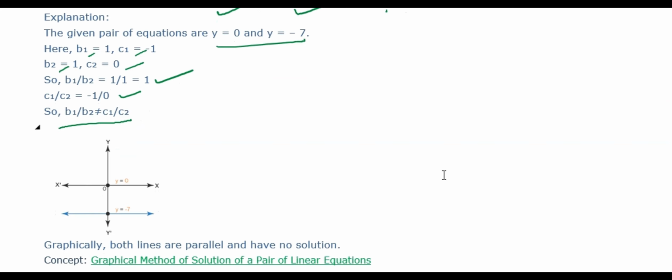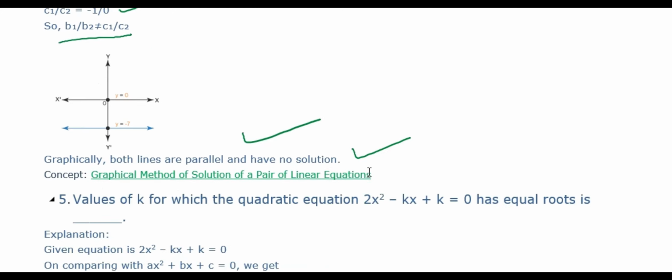Graphically, both lines are parallel and have no solution, right? Such a type of condition you get, you can say that there is no solution. It is the graphical method of solution of a pair of linear equations. Concepts come from it, right?